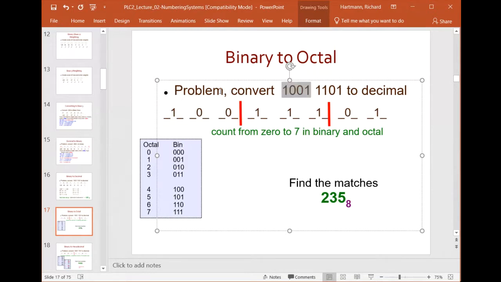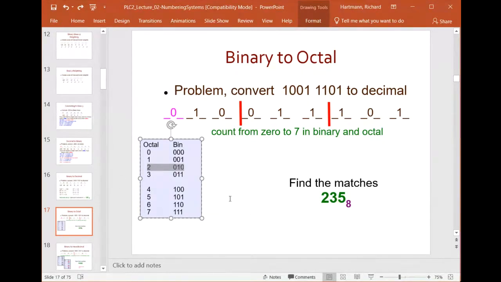Right? We had 1001, 1101. That's 8 bits. All right, so I used 3 bits here and 3 bits here. And so I only had 2 bits left. So I tag on an extra bit. So here's my 3 bits I'm looking for, 010. And I find that, and that's the number 2. So 235 base 8 is equivalent to this number in binary.